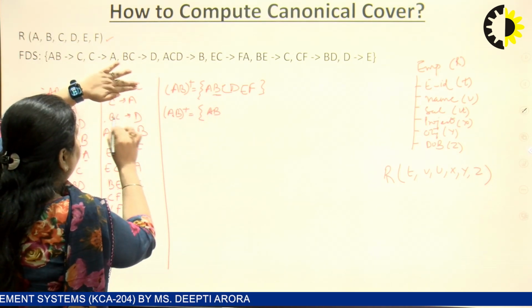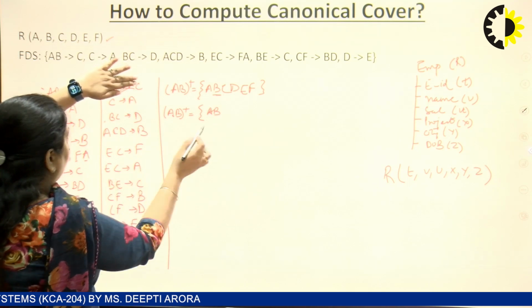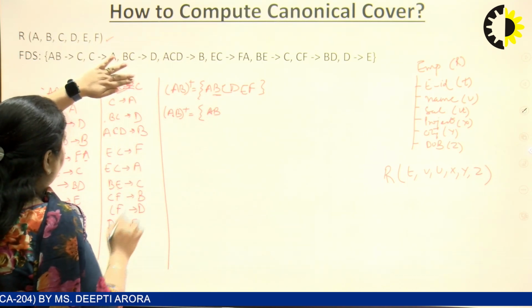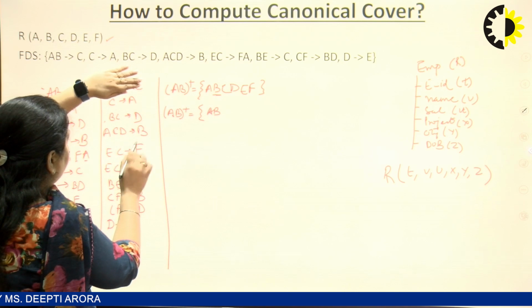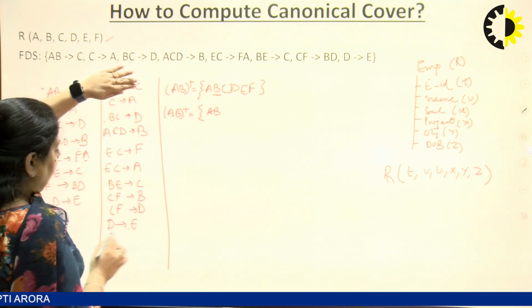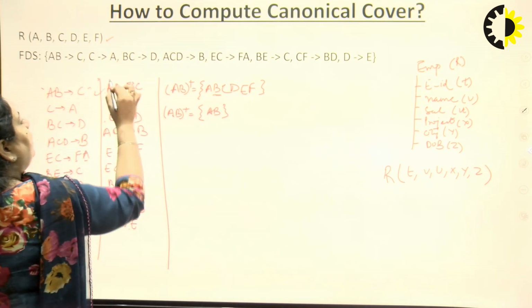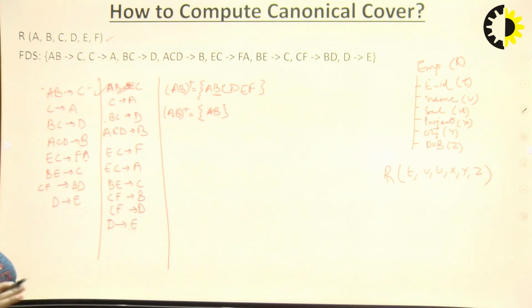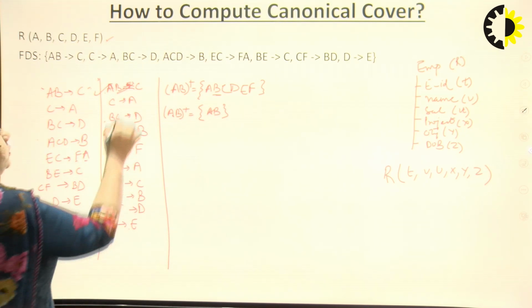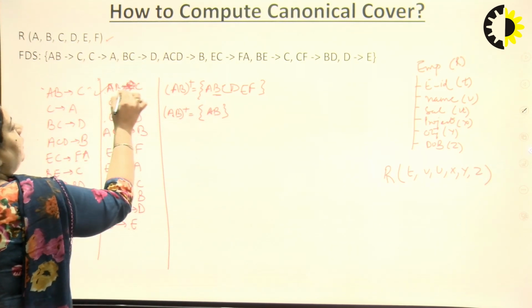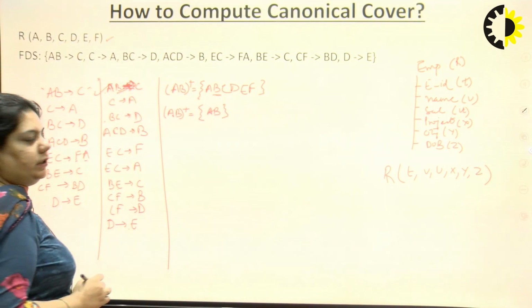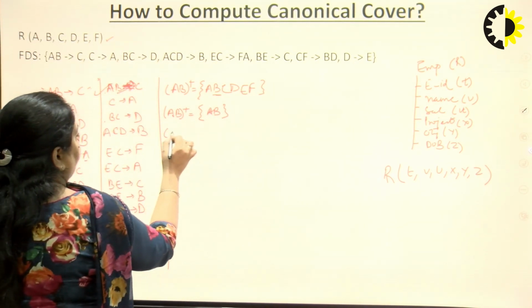Now from BC what can you find out? From A, from B what can you find out? You are not able to find out anything from here. So this one is the essential functional dependency. You cannot ignore or remove this functional dependency. Now take the second one.